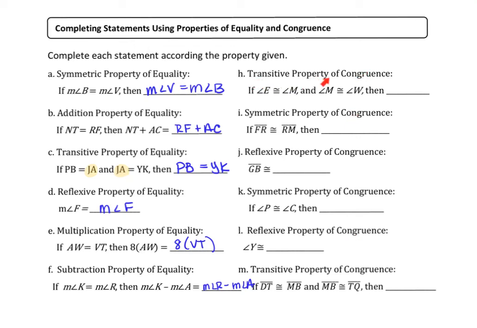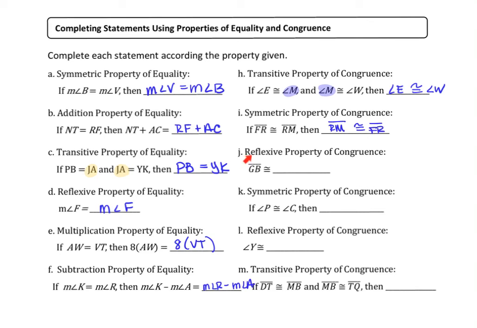So use the transitive property of congruence to finish this statement. So if angle E is congruent to angle M and angle M is congruent to angle W, then which two angles would be congruent? Angle E would be congruent to angle W because both of them are congruent to the M. Let's look at the next one. Symmetric property of congruence. So remember, symmetric property, you just switch the order. So if segment FR is congruent to segment RM, then that means segment RM is congruent to segment FR.